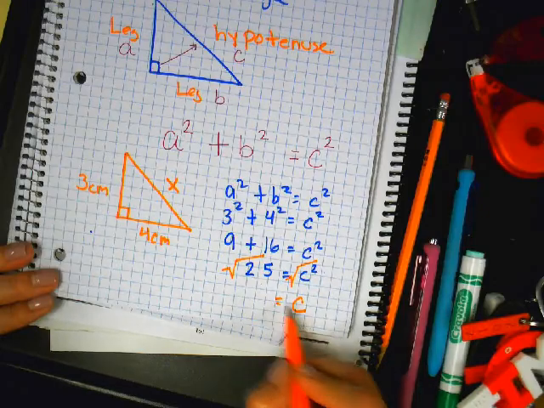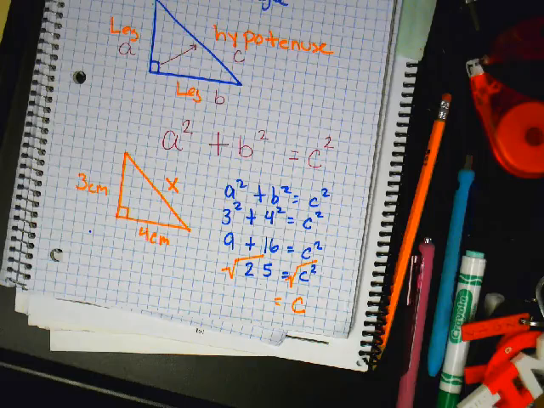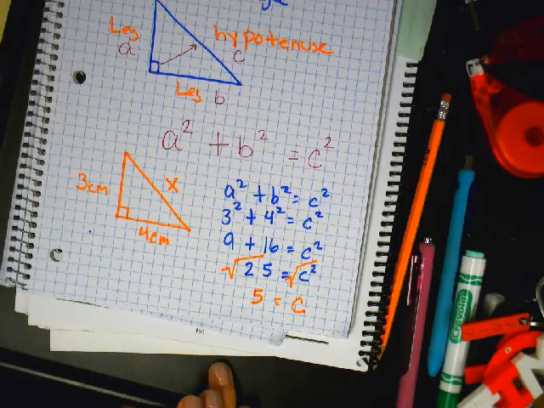So the square root of 25 is 5. So, the square root of 25 is? 5. So it's 5? 5. Yep. 5, 6, 7.